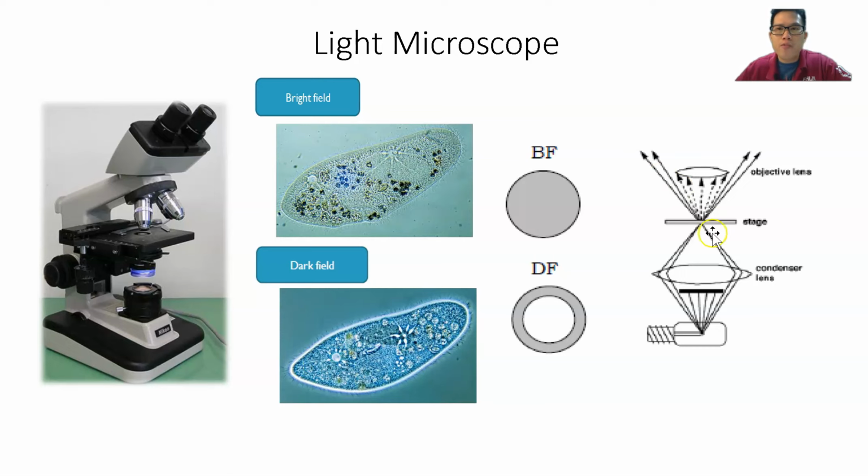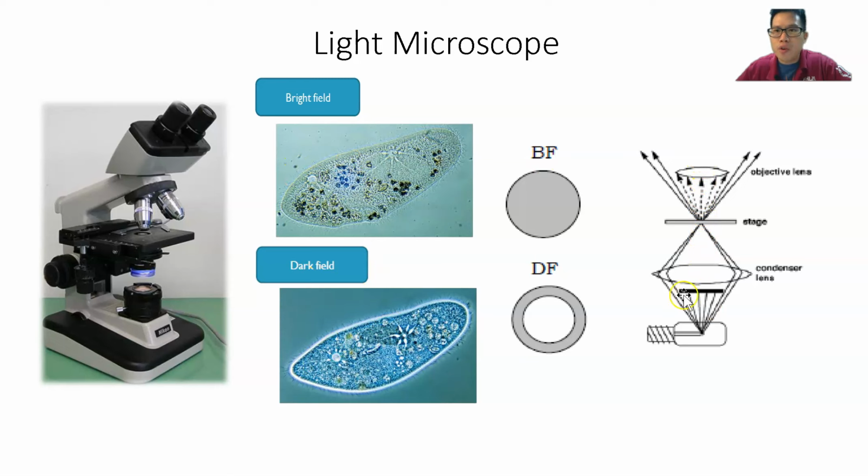Bright field is where the light directly shines through your sample. This is the sample, and this is the stage where your sample is usually put. So when you're looking at bright field, the light directly shines through your sample. That's why it appears bright.